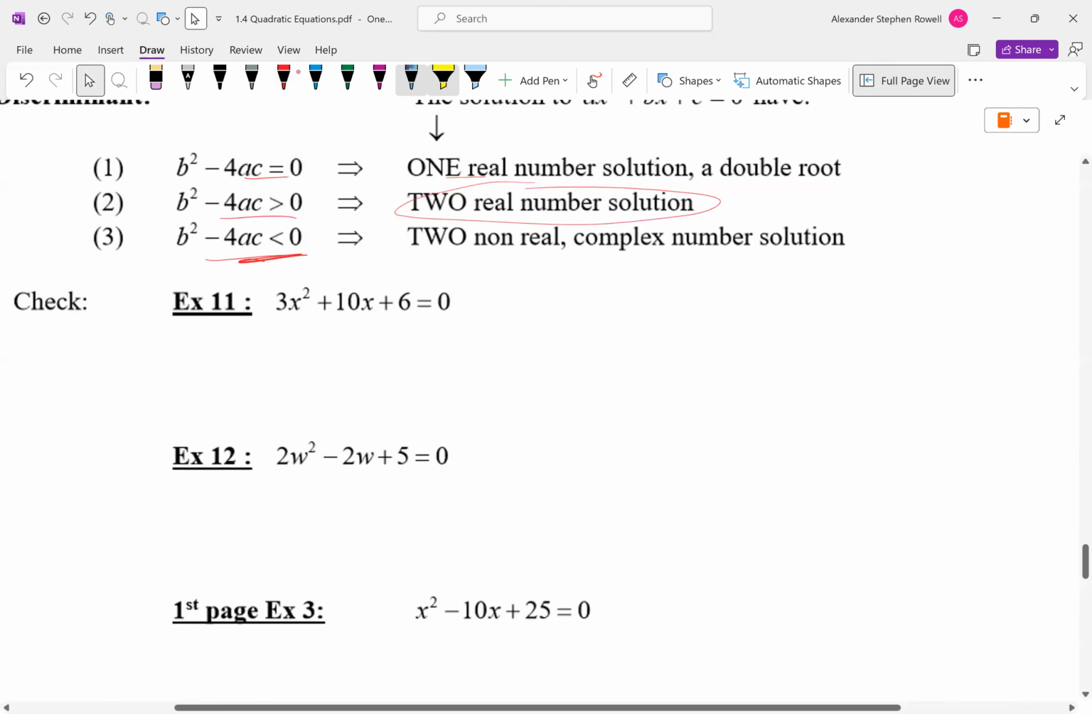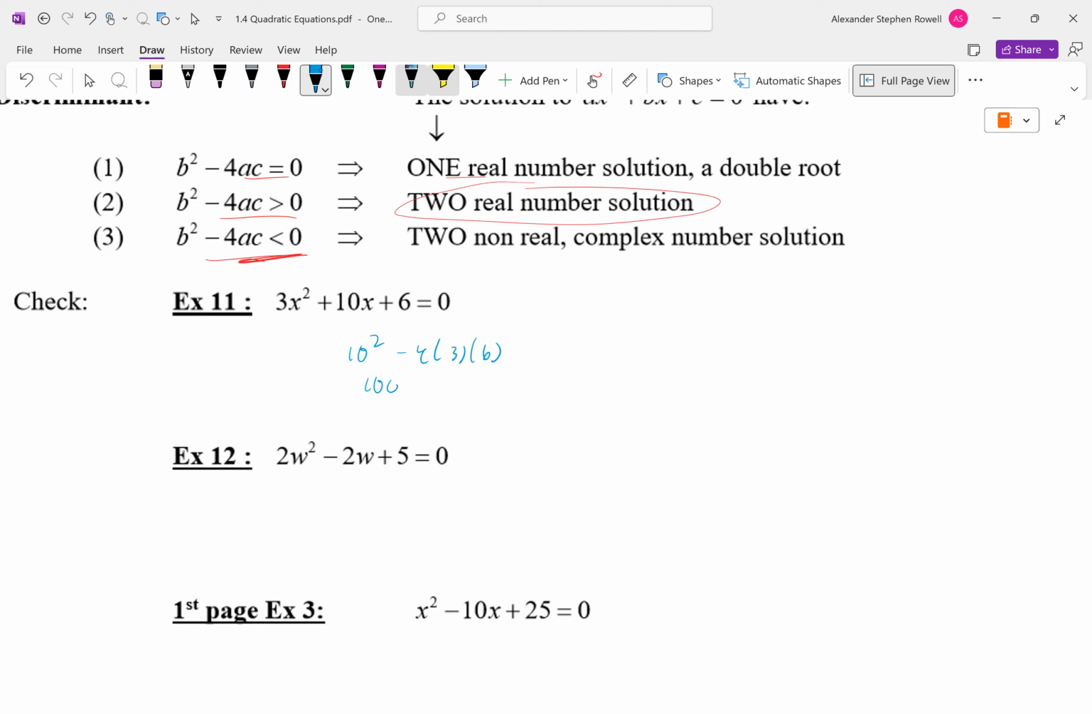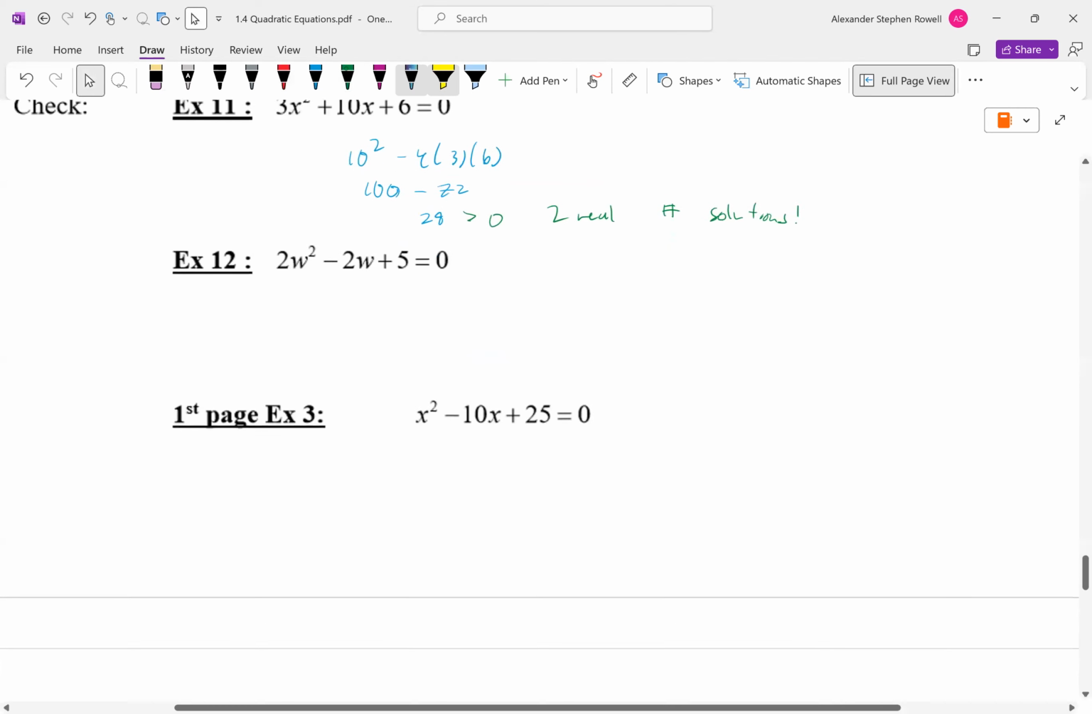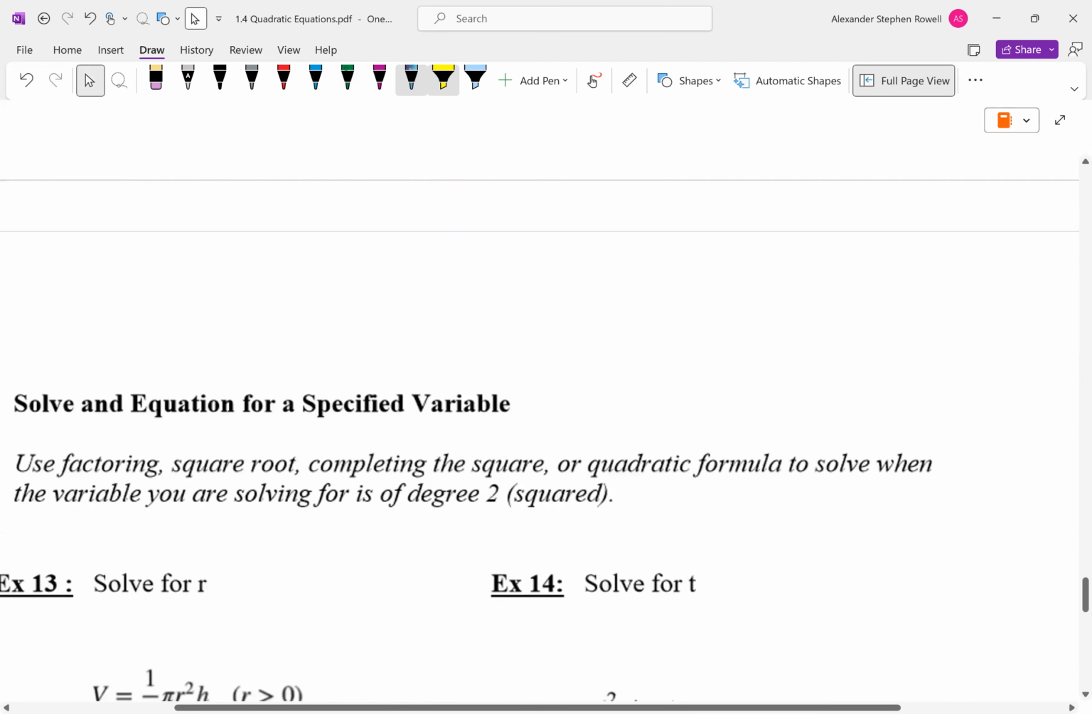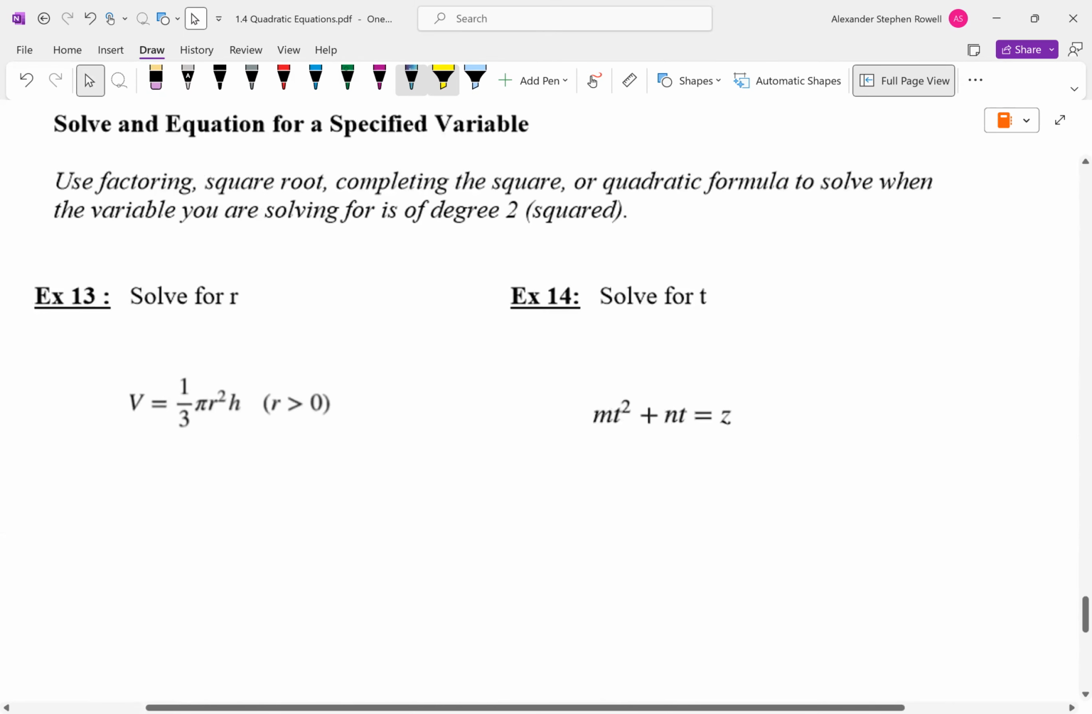Okay, so what's the discriminant here? 10 squared minus 4 times 3 times 6. Our answer is 100 minus 72, 28. So what does this tell us? Positive, 2 real number solutions. Okay, I'm going to skip to these two, but it's the same thing. You're just going to look at the chart. Is it positive, is it negative, or is it 0? Okay, these are more difficult problems that show up on your homework.